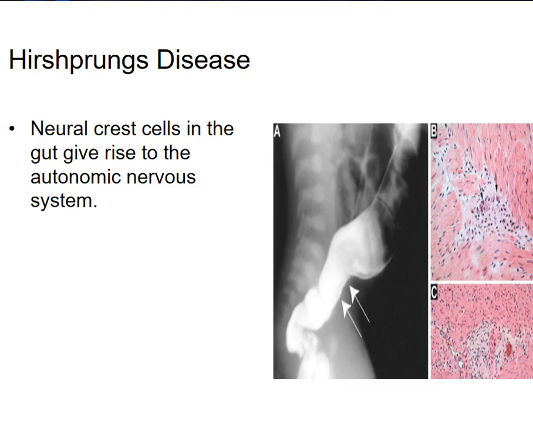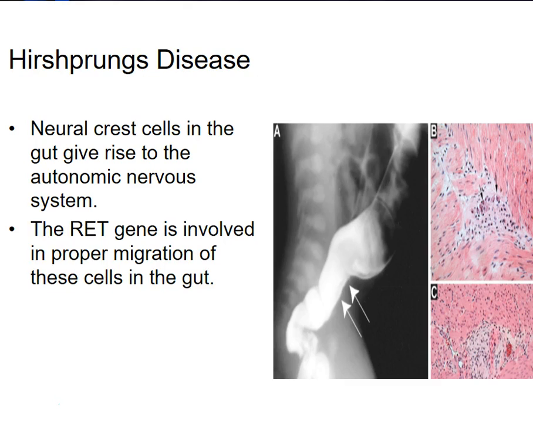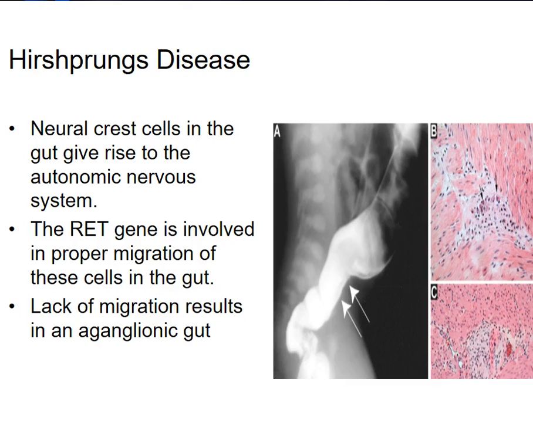Hirschsprung's disease is another example of neural crest disease in the gut. The RET gene is involved in proper migration of the nervous system in the gut. Lack of migration results in an aganglionic gut, and the gut needs the nervous system for peristalsis. So if the stool is not moving through the gut in a peristaltic movement, it gets stuck.